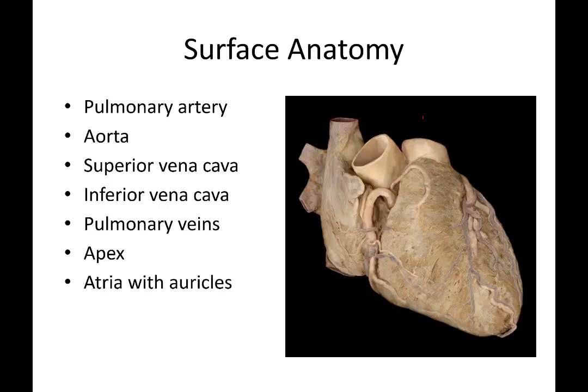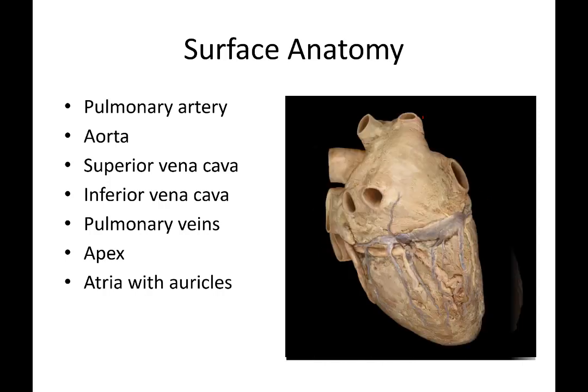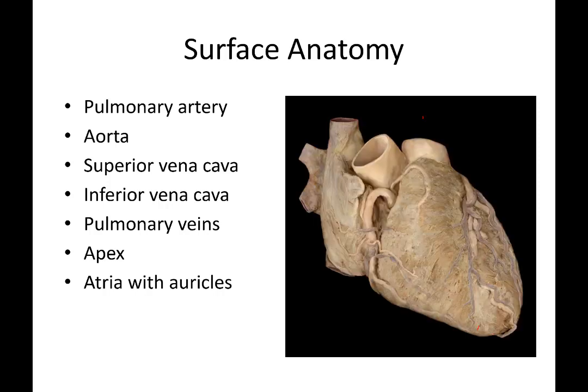The apex of the heart is this bottom pointy portion. You can see that in this anterior view, as well as the apex being this on the posterior view. The atria with auricles. The atria is actually this enlarged portion. You can't see the other atria.